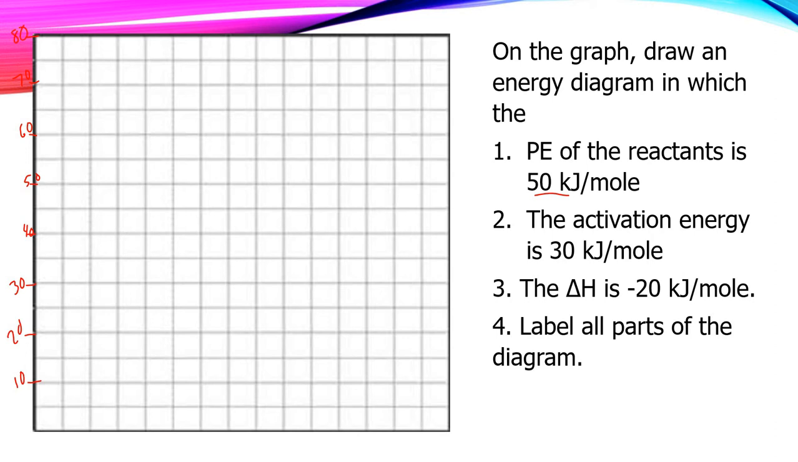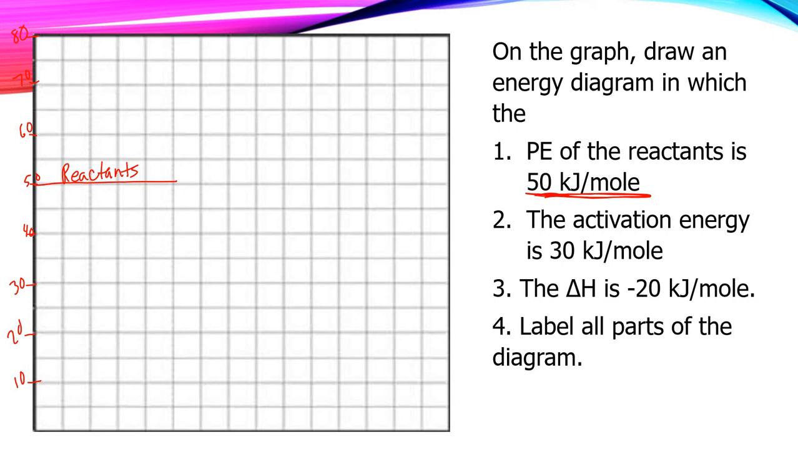Okay, guys, try this. Come on. Let's see what you can do. I'm going to go really slow. You're starting with potential energy of 50. So that is your reactants. How long does it stay at 50? You're not going to worry about time on the bottom. You're just trying to do this shape.